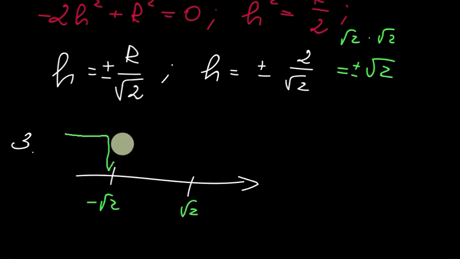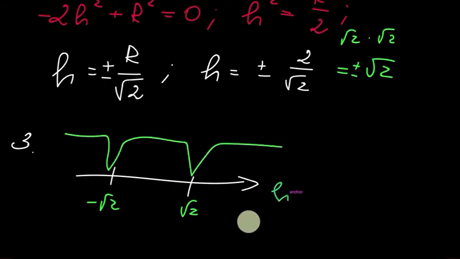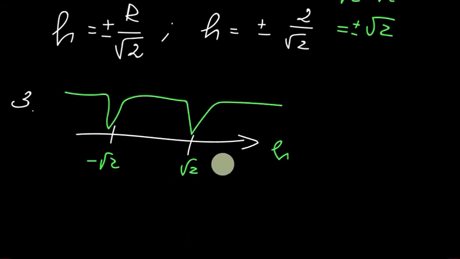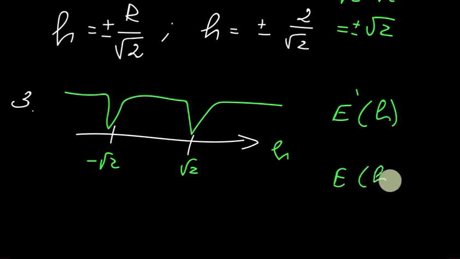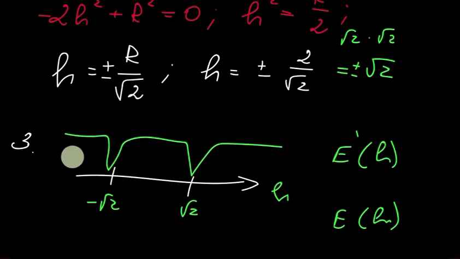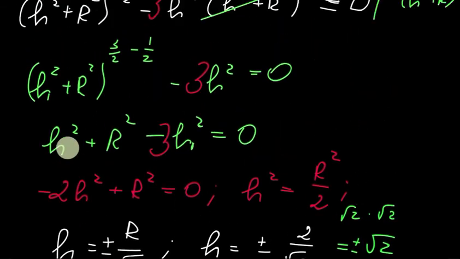So we draw our intervals. It's h here, and this is E prime of h, and this is E of h. Now we need to go back to our function and try to put some numbers smaller than negative square root of 2. So let's say minus 10, and there it is.